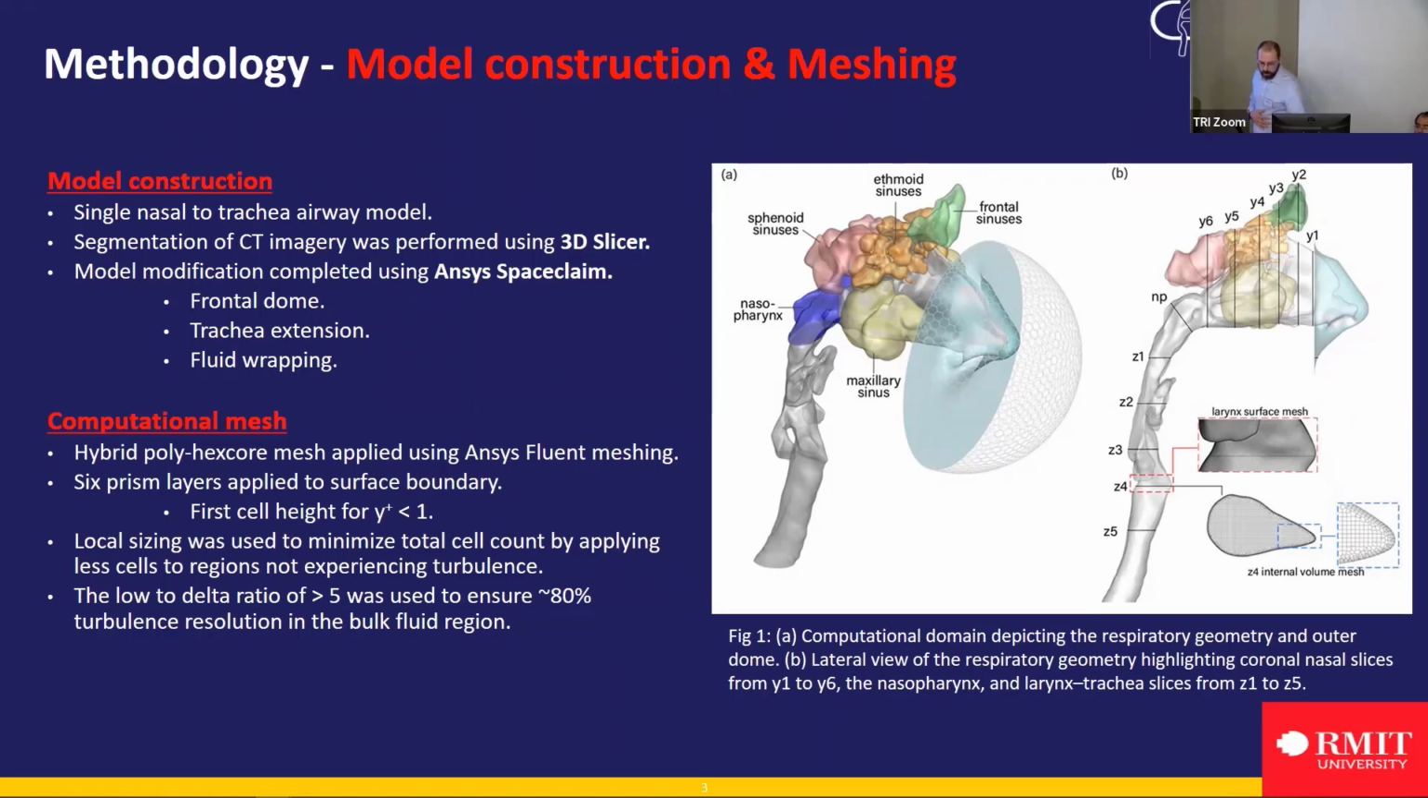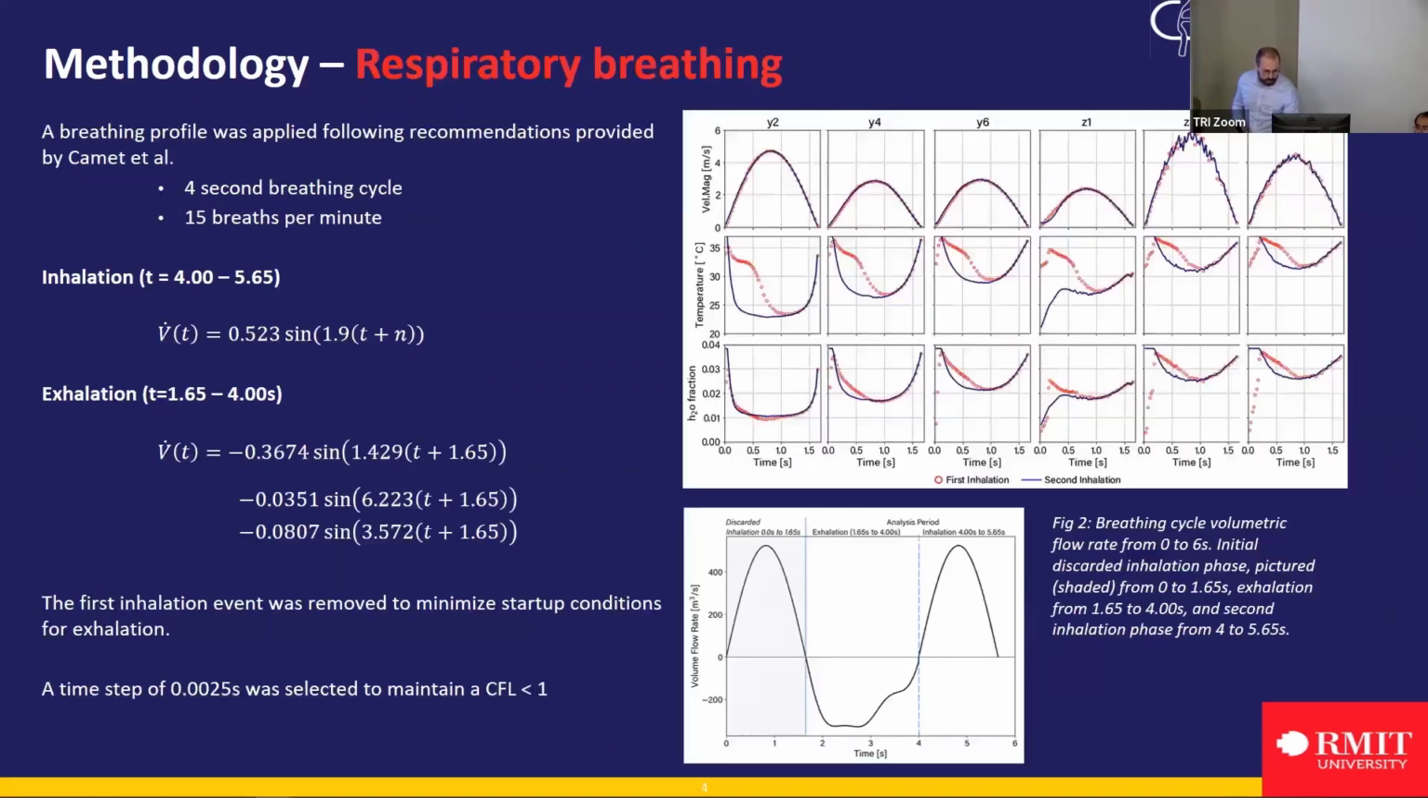6 boundary layers were applied to the near wall region, ensuring that a boundary Y plus of less than 1 was applied to adhere to the K omega SST model in that RANS section. So the respiratory breathing cycle was applied as our boundary condition. This was following recommendations from a paper by Kamet et al. This cycle included a 4-second inhalation and exhalation phase at a breathing rate of 15 breaths per minute. The inhalation phase was considered parabolic, following this empirical function that we've outlined here. And the exhalation phase followed the equation here.